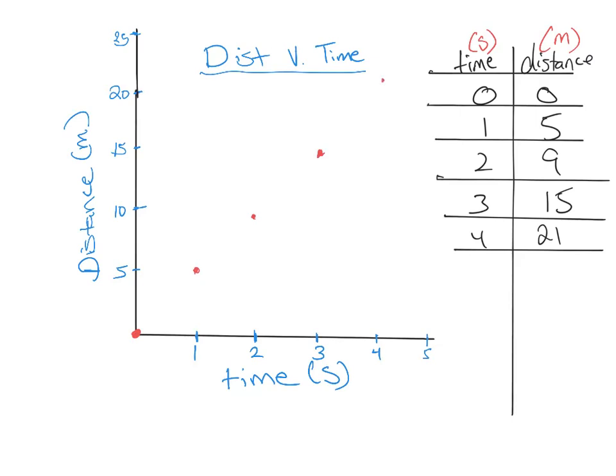Okay, now that looks like a pretty straight line. So let's see what happens if we just connect the dots here. Let me get a ruler out so you can see what I'm talking about. If we just connect the dots, we've got some slight variations.